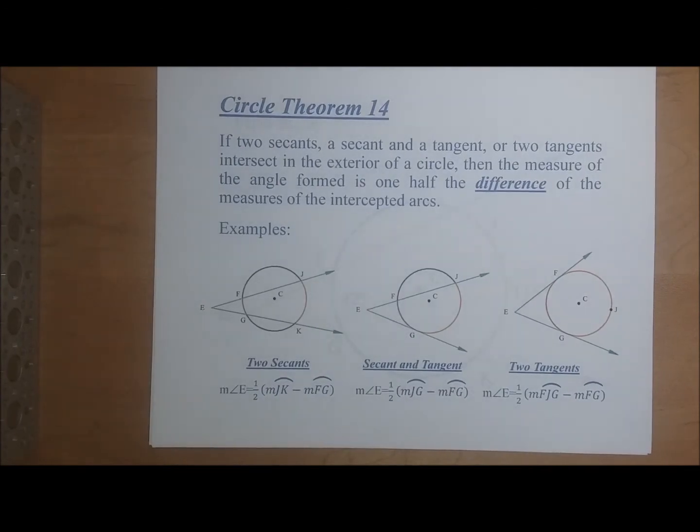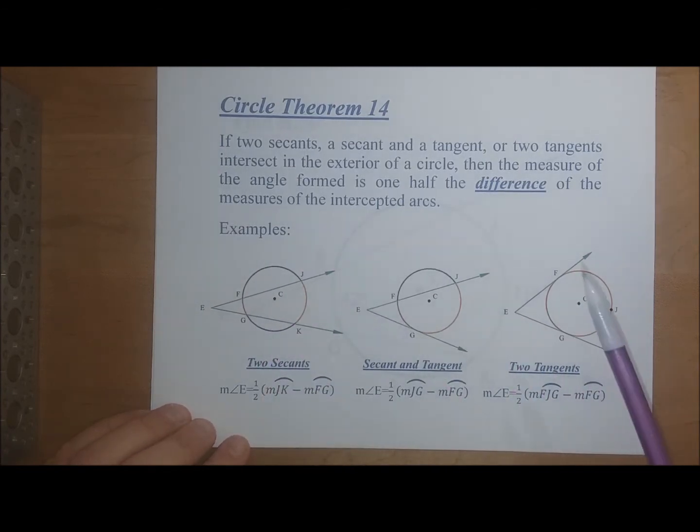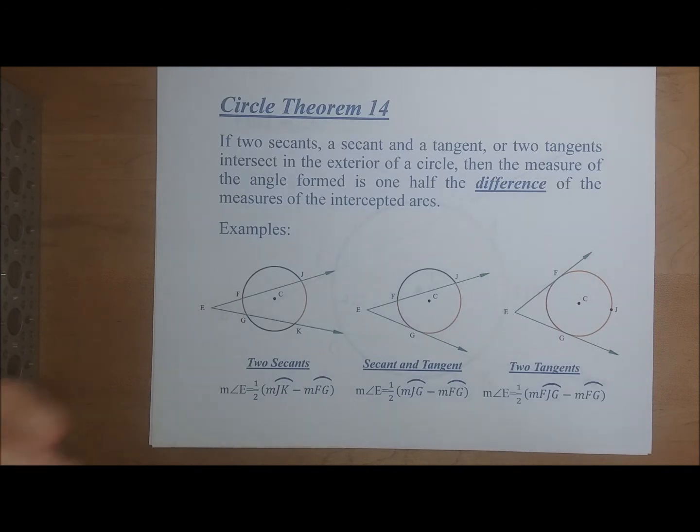Okay, now we've got another circle theorem here. We're up to 14. And this is not as intimidating as it looks, so stay with me on it. It just happens to be that there's 3 conditions that happen when secants and or tangents intersect outside the circle. So we're going to take a look at those. Basically what this is saying is that if 2 secants, or a secant and a tangent, or 2 tangents intersect in the exterior of a circle, now we're outside, not inside, nor on the circle, we're outside. In this case, the measure of the angle formed is 1/2 the difference of the measures of the intercepted arcs.